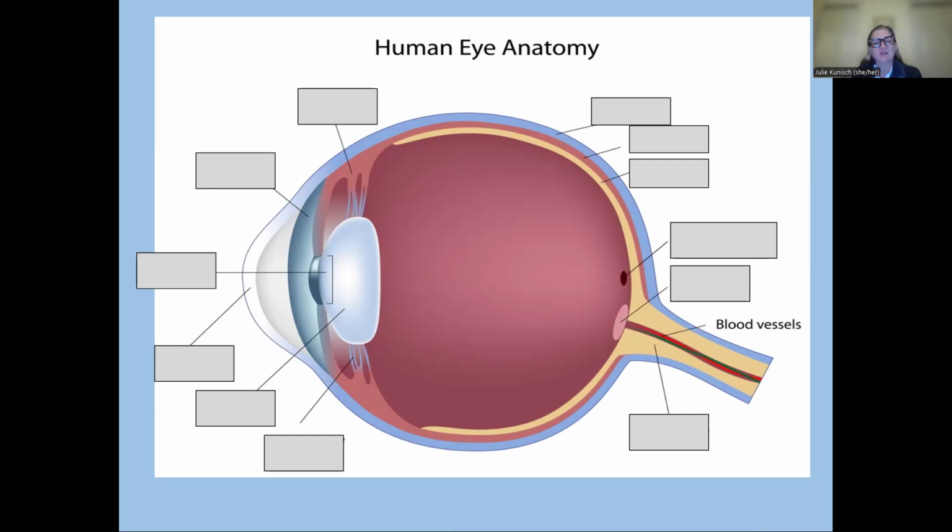Okay, so pause here because I am going to move into the next slide that has the answer. So pause here and see what you can name.